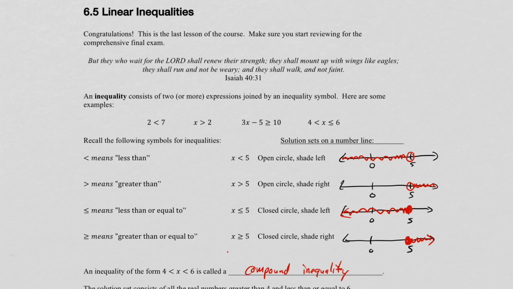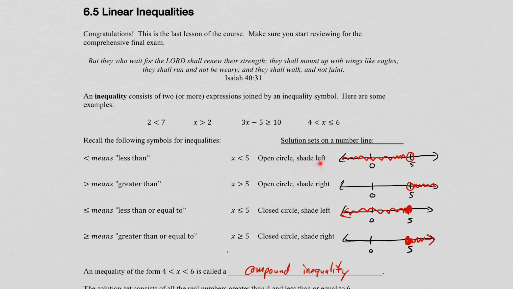We're used to seeing this as equations, but we're going to go ahead and solve them just like equations. And this is called a compound inequality, okay? We're going to talk about this a little bit later. So first of all, a quick reminder about what these symbols mean. So you have the less than, the greater than, the less than or equal to, and the greater than or equal to.